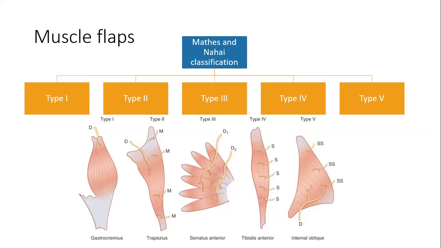For example, next you have mentioned trapezius, or for that matter, even pectoralis major. That also is a type 2 muscle. So, do you know the blood supply of pectoralis major? Nikitha?